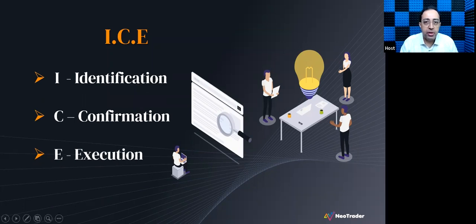Identification means whenever there is a setup, what are its identification parameters? How will you identify a particular trade? That is very important. Now, once you have identified a particular trade, then you have to work on the confirmation parameters. You have to see what are those confirmation parameters which are necessary to validate my trade. And then you will go to execution, which is clicking the button.